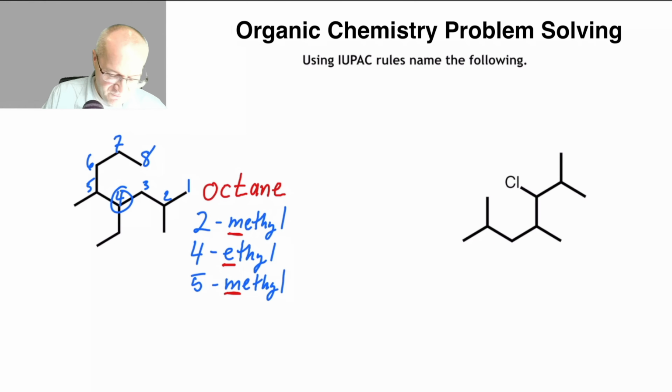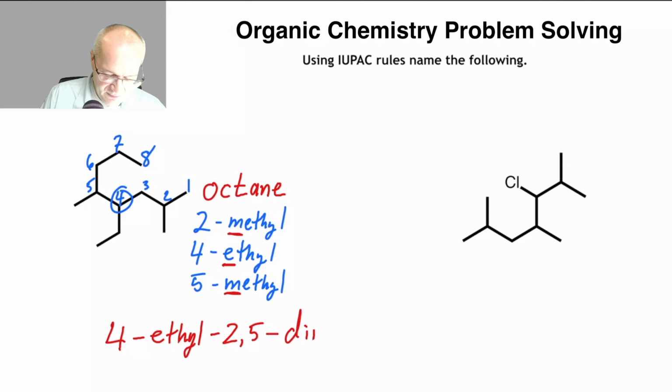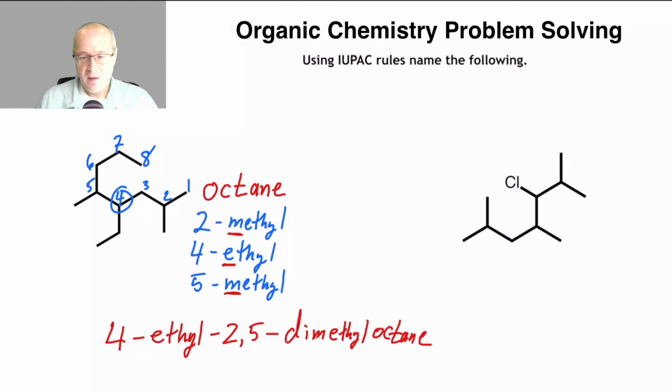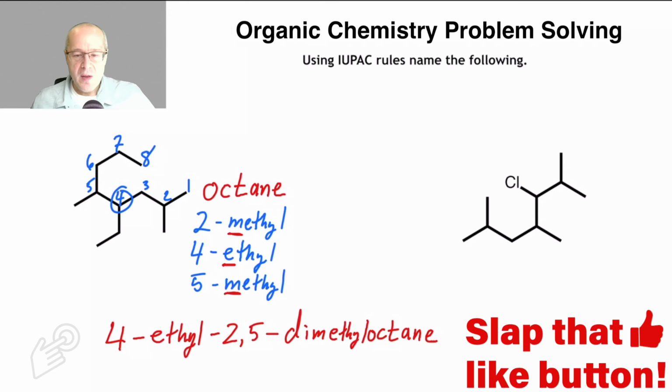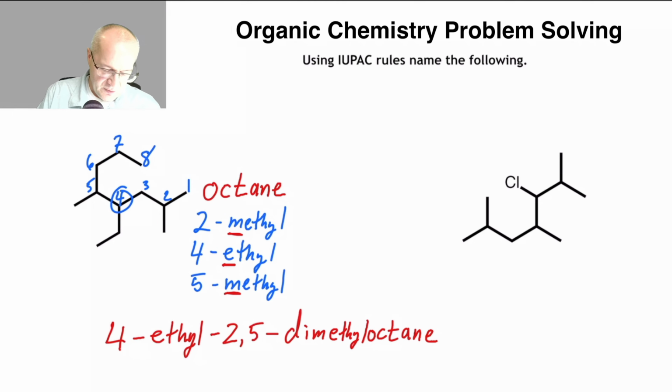So it's going to be 4-ethyl-2,5-dimethyl octane. Let me make that a little bit neater. There we go. Now let's go over that name real quick. 4-ethyl, so there's my carbon number 4, and there's the ethyl group. E comes before M, so E's first.